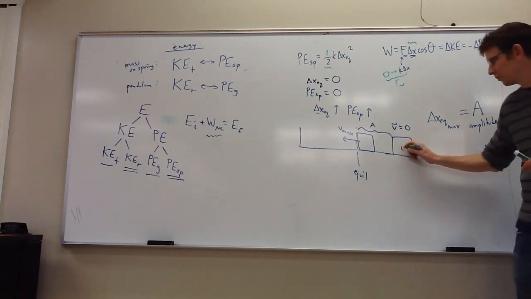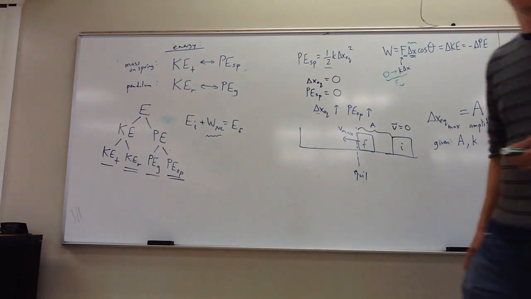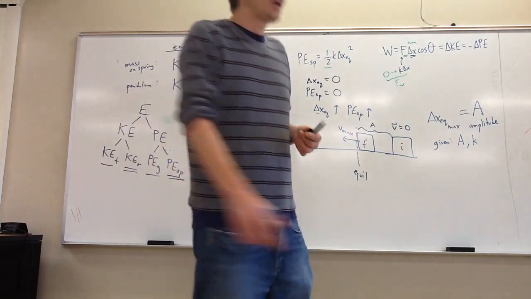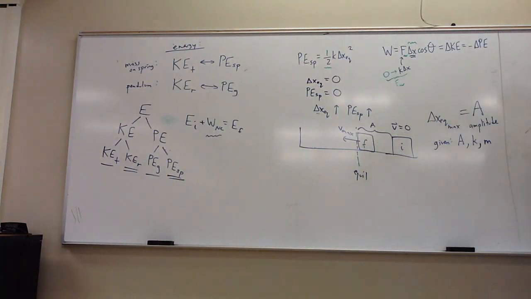This is my initial, this is my final. My given variables are going to be A, and also I'm going to give you the spring constant. I need to know about the stiffness of the spring. As you can imagine, a stiff spring is going to get this going a lot faster, right? And let me also give you the mass that it's pulling on. So I go ahead and I set it up.